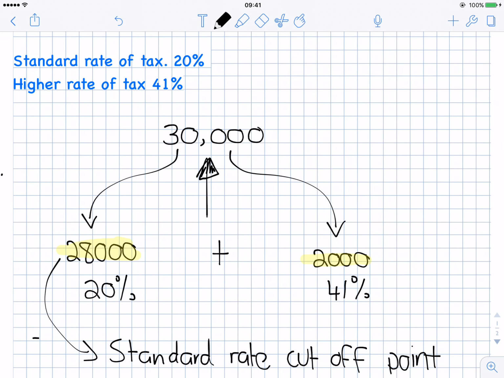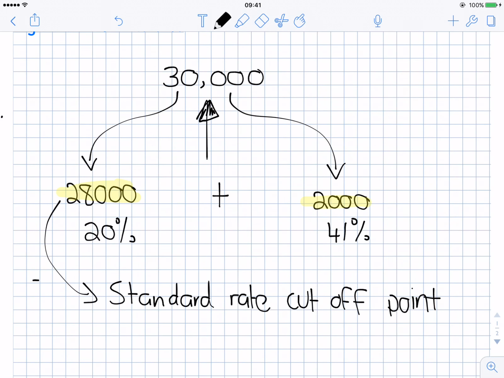So the question will generally tell you whether you're dealing with standard rate of tax or whether you're dealing with the higher rate of tax. And just remember to split your wages up into the standard rate and the higher rate based on what's known as the standard rate cut-off point. Everything up to the standard rate cut-off point is charged at the lower rate of tax. Everything above the standard rate cut-off point is charged at the higher rate of tax.